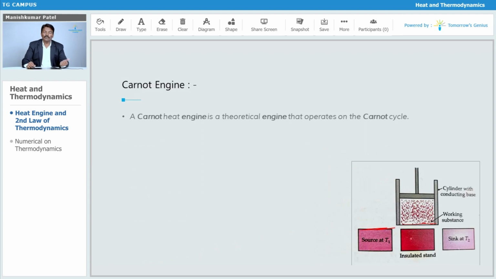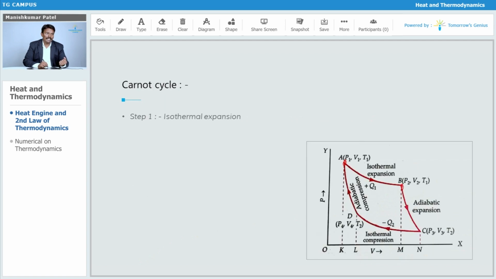Now when you move it from B to C, keep it on the insulating stand. Since it is an insulating stand, there will not be any exchange of heat, so the gas will further expand. In the second step we are not providing any heat, but it still expands. So delta Q is 0, and it is an adiabatic expansion. The volume increases from V2 to V3.